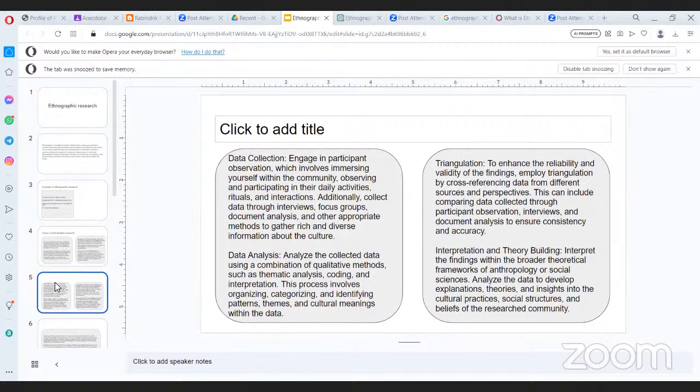Interpretation and theory building. It includes interpreting the findings within the broader theoretical frameworks of anthropology or social sciences. Analyze the data to develop explanations, theories, and insights into the cultural practices, social structures, and beliefs of the research community. Okay.